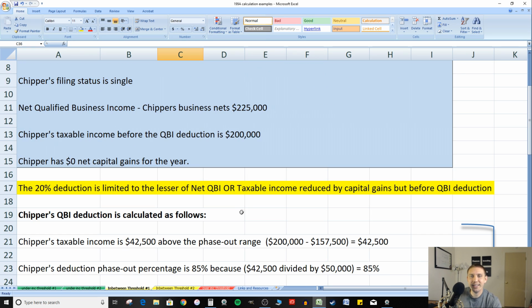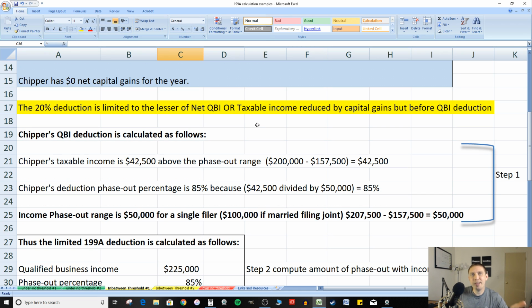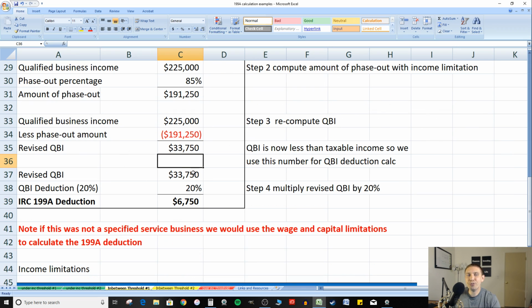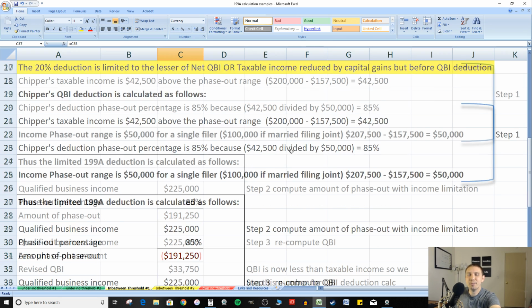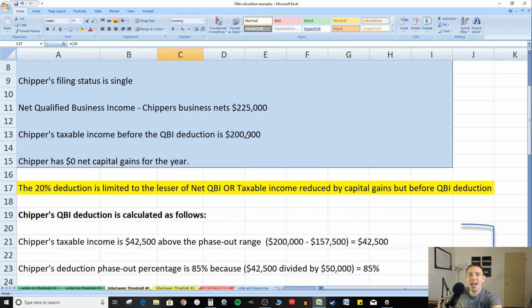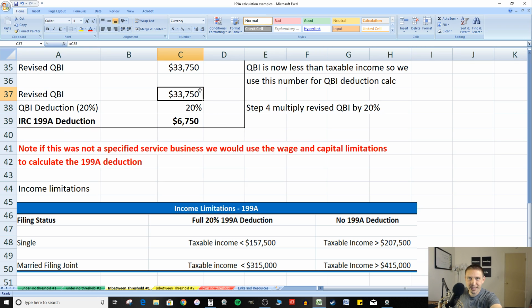So initially when we looked at this, we saw that his taxable income was lower than his QBI. But once we revise it, because his income is above these phase out limitations, his QBI, after it's reduced for the amount of the phase out, his revised QBI is now lower. The $33,750 is now obviously lower than his taxable income up here. So that's why we now have to use this amount to calculate the 20% deduction on that. So now we take 20% times the $33,750, and Chipper's 199A deduction is now $6,750.